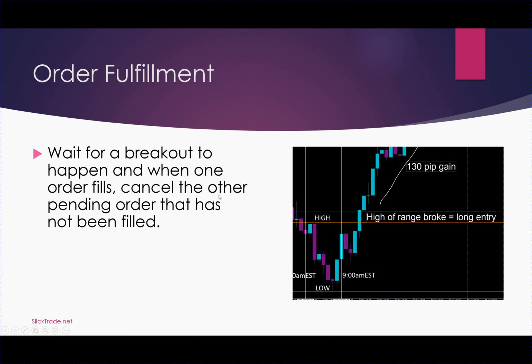Either way, once one order fills or once you enter manually in one direction, then you cancel the other order or you would not enter the other. So in this example, the high broke. If you had your pending orders, you would cancel the short entry, okay? If you're manually trading, you would just take that high and then you'd move on with your day, okay?